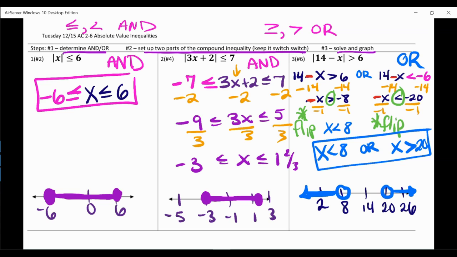Again, less than or equal to is an and compound inequality. Greater than or equal to turns into an or compound inequality. That's it for the Jamboard practice assignment on solving absolute value inequalities.